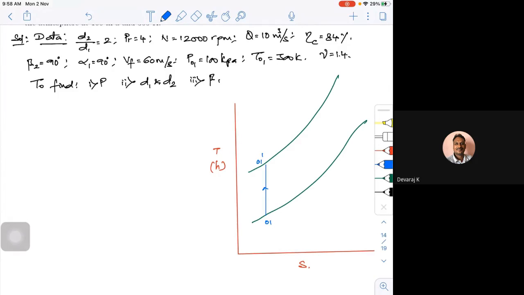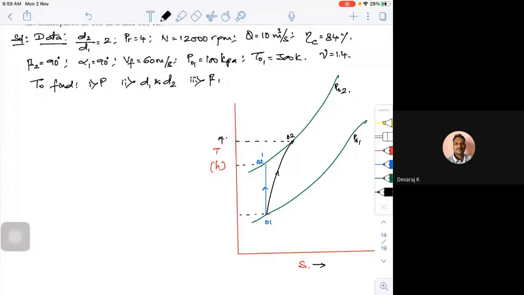This is 01 to 02 dash. And if I go according to the actual process, the compression will be something like this. So it will go to 02. This is my P01, this is my P02. This is how this particular thing happens. So at any given point, this will give my T02 or H02, this will give my T02 dash or H02 dash, and this will give my T01 or H01. So these are the isentropic enthalpy diagram or TS diagram.